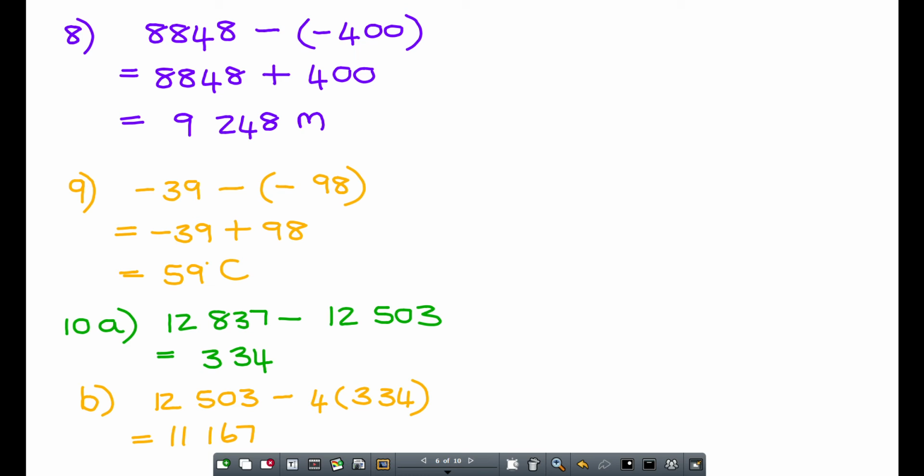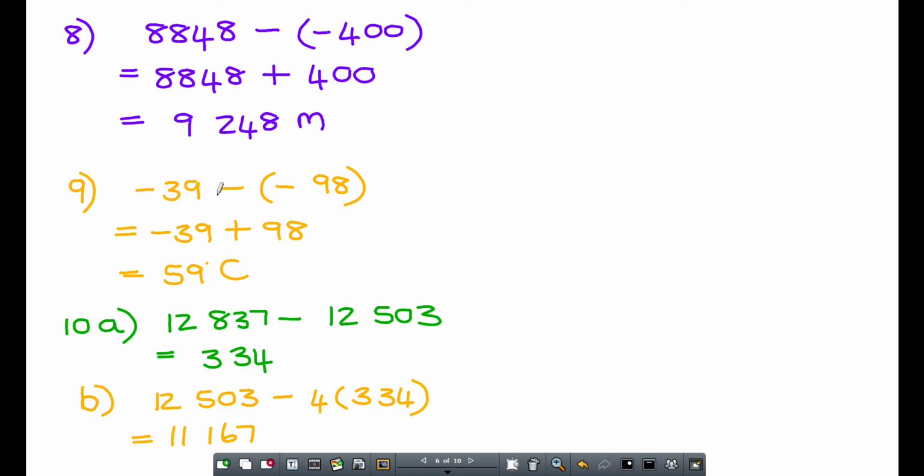Number 9. Mercury has a melting point of minus 39 degrees Celsius, and the freezing point of methanol is minus 98 degrees Celsius. How much warmer is the melting point of mercury than the freezing point of methanol? So you'll see that I start with minus 39 degrees. I want to get the difference between the two, so I'm going to subtract. And the freezing point for methanol was minus 98.